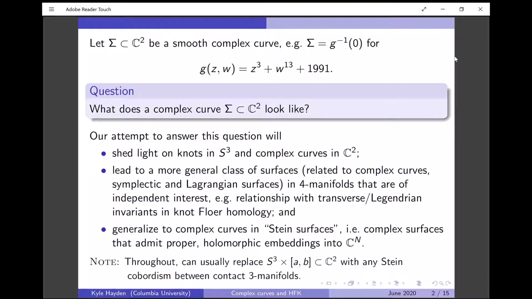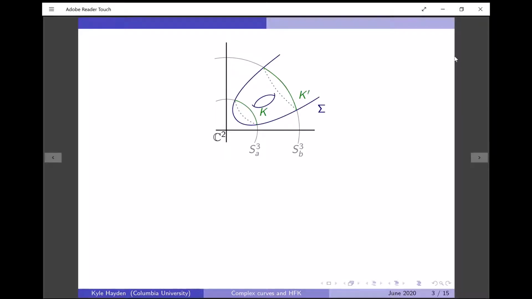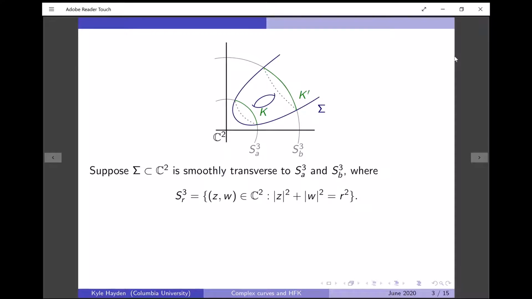So to tackle our question, we start out with some complex curve in C2, and we're going to intersect it with a pair of three-spheres and think about the knots or links that we get and how they're related. In particular, we want to assume that this complex curve is smoothly transverse to these particular three-spheres. And now the question is, what's the relationship between the links that you get when you intersect the complex curve with those three-spheres?